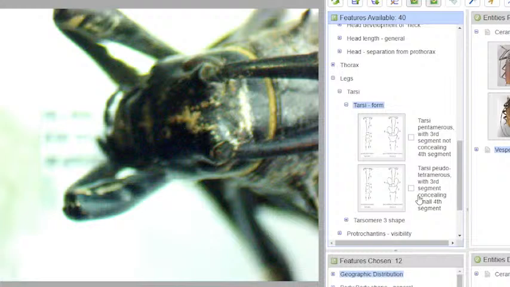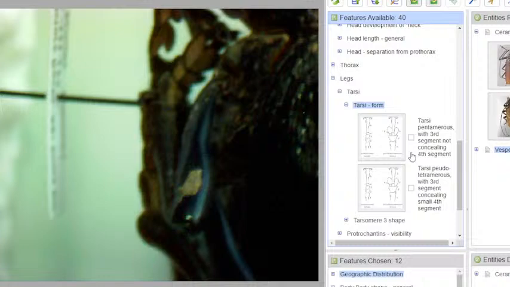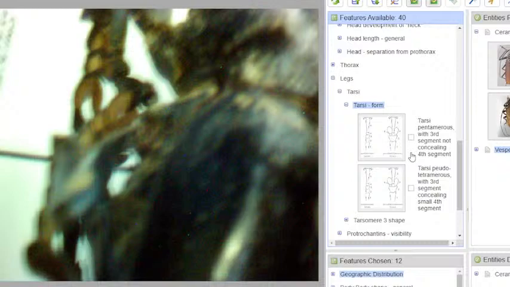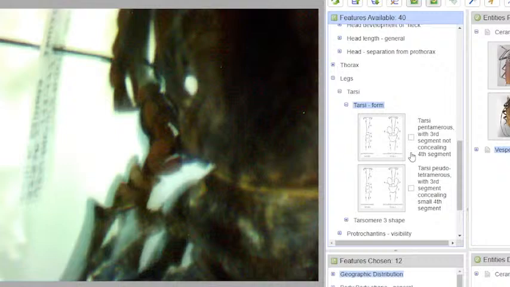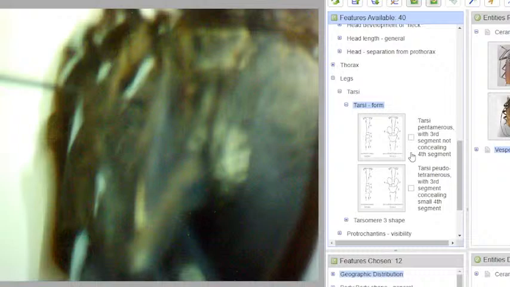Alright, so whether the tarsi have a third segment that's concealing the fourth segment. So right here, we're looking at the toes. If I go ahead and zoom in on some of these toes, try and find a good one. I mean, I can see it. Oh, there's a good one. Okay.